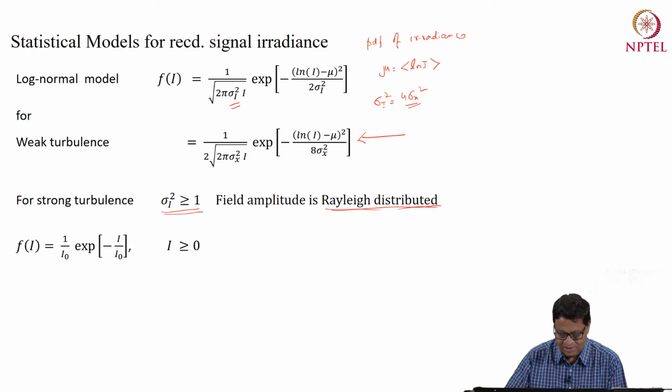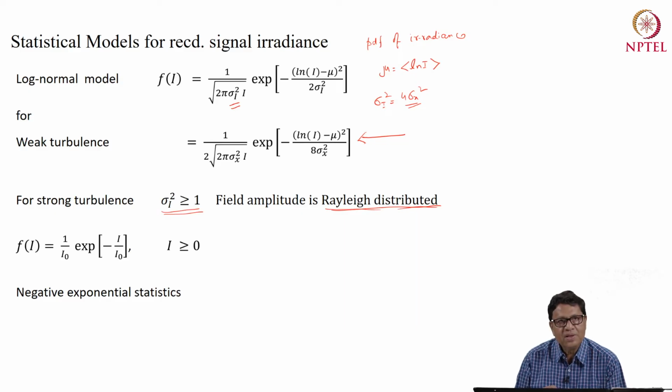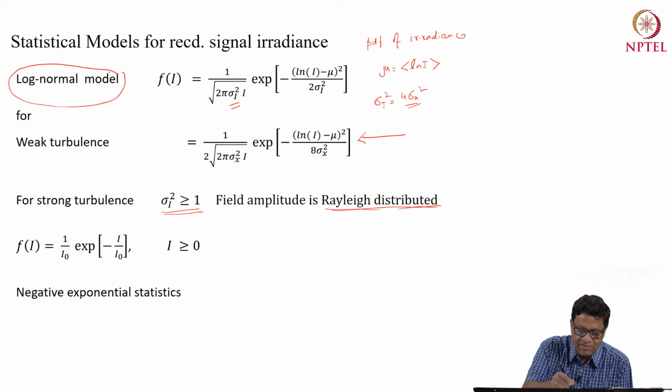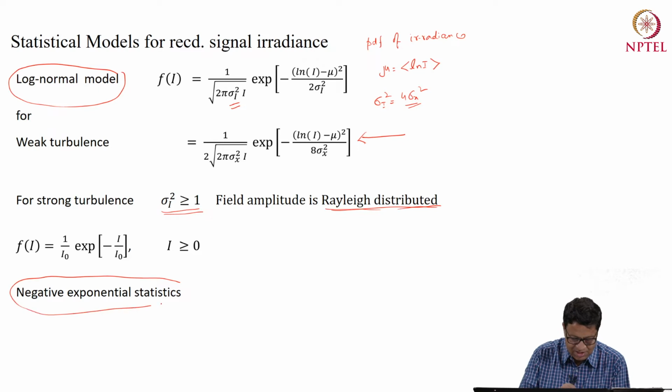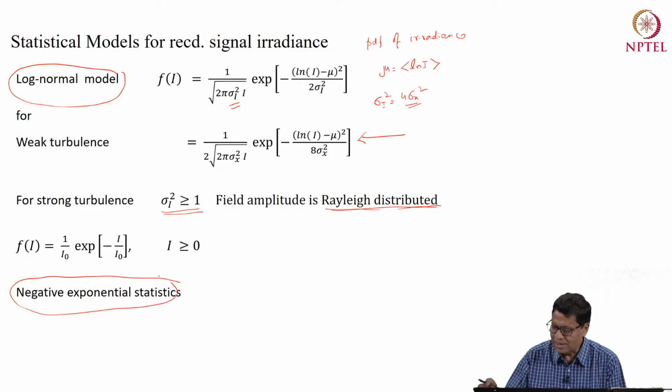So for strong turbulence, this model is not valid, whereas the model called the exponential model, or negative exponential statistics model, is valid because the field amplitude at the receiver is Rayleigh distributed when you have strong turbulence. So the PDF is given by 1 by I naught, where I naught is the irradiance without turbulence, exponential of minus I by I naught. So this is another model. We have seen one model, the log normal model, which is generally valid for weak turbulence, and for strong turbulence we have another model called the negative exponential model, or negative exponential statistics.